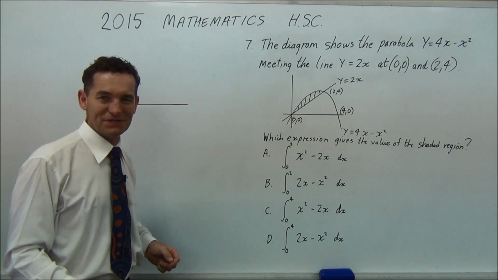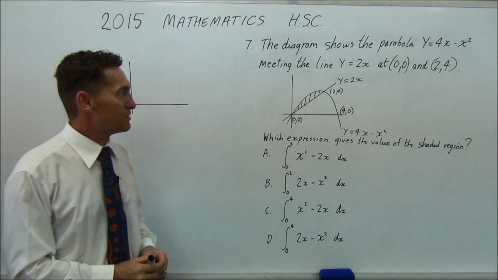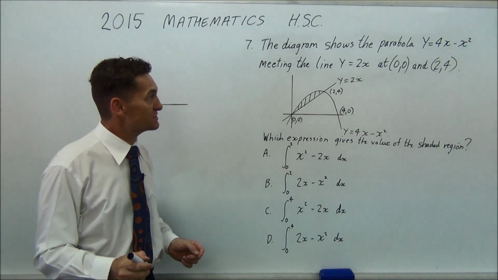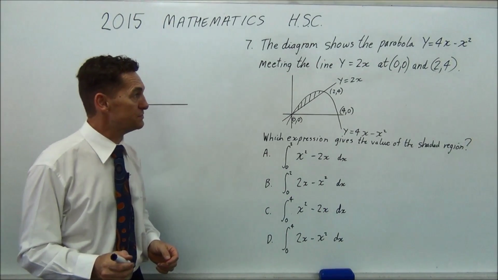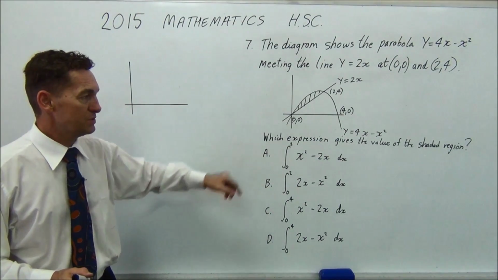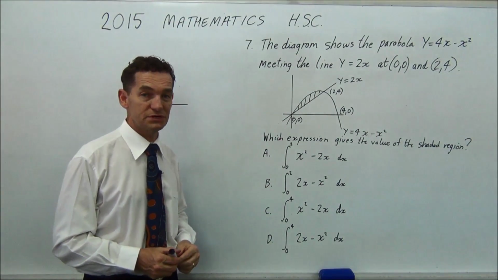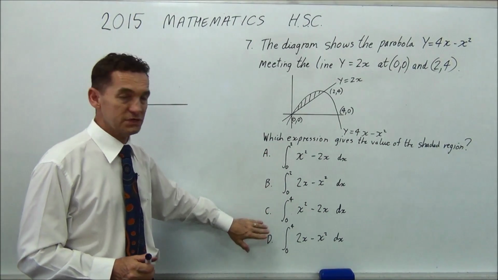Back again, question 7. The diagram shows the parabola y equals 4x minus x squared, meeting the line y equals 2x at 0, 0 and 2, 4. And it gives you the diagram. Which expression gives the value of the shaded region? And you've got a bunch of integrals.